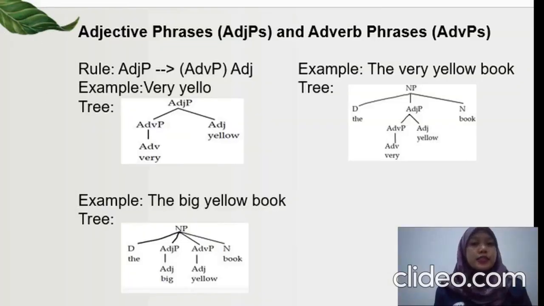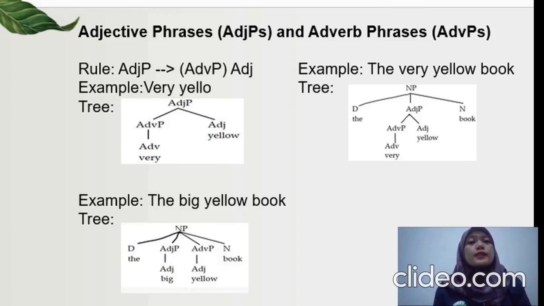Next discussion is adjective phrases and adverb phrases. The rule indicates that an adjective phrase can consist of an optional adverb phrase followed by an adjective. In the sentence, the big yellow book consists of the words big and yellow. They are adjectives modifying the noun book. There is no adverb phrase in this example, so the adjective phrase directly consists of the adjectives big and yellow.